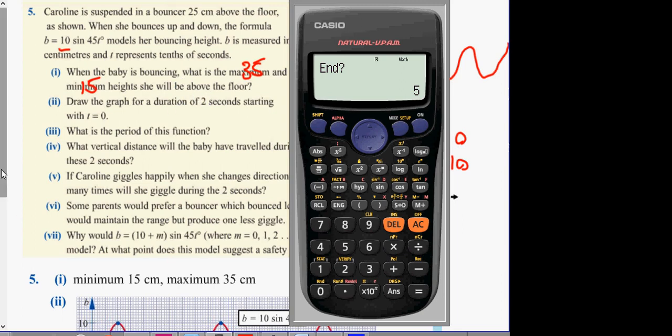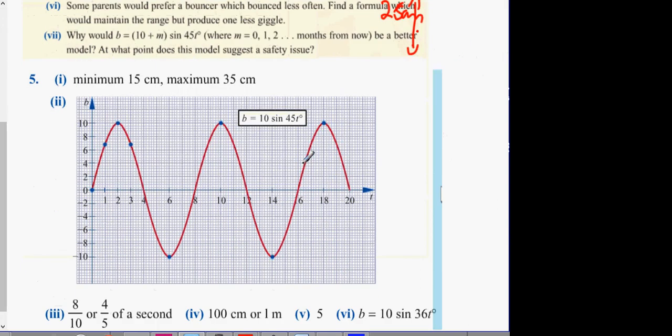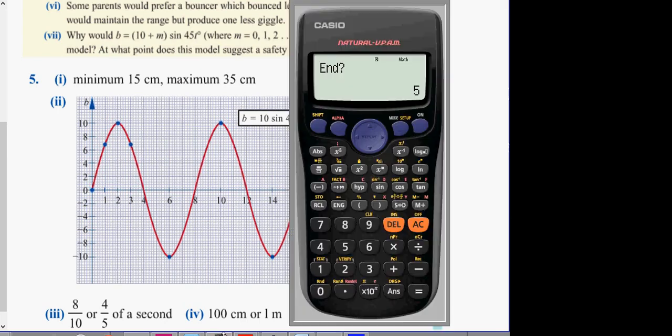Now, before I do this, look at this answer here. It has 20 down. That's wrong, it's meant to be 2 seconds. So obviously they want us to go up in intervals of 0.1. I wouldn't have known that had I not looked at the back of the book, to be honest. So we're going to say it ends at 2, which is your 2 seconds. Our step is going to be 0.1 of a second.